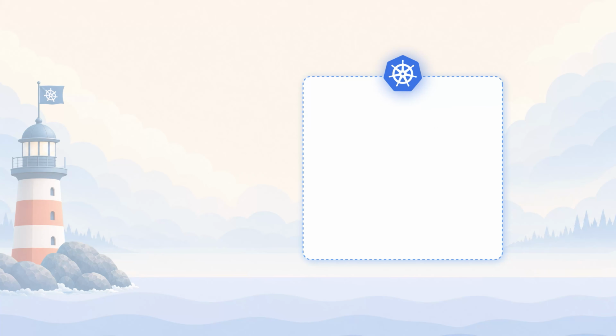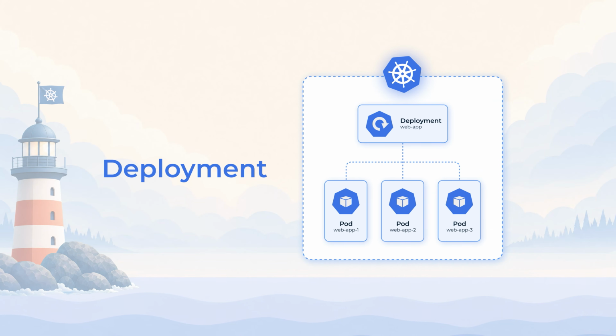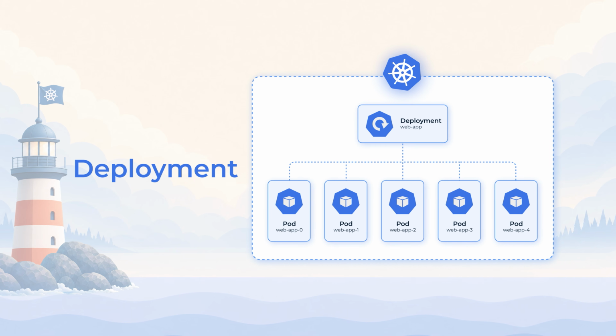And that's why in practice, you almost never create pods directly. Instead, you use something called a deployment. A deployment is an object that manages pods for you. You tell it how many replicas you want, and it keeps that number running. If a pod crashes, the deployment creates a new one. If you need 5 replicas instead of 3, you update the number, and the deployment makes the adjustments.